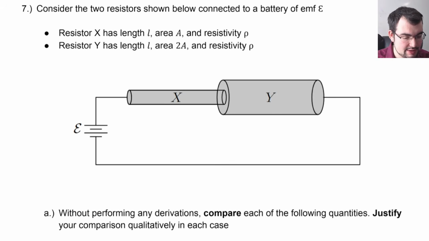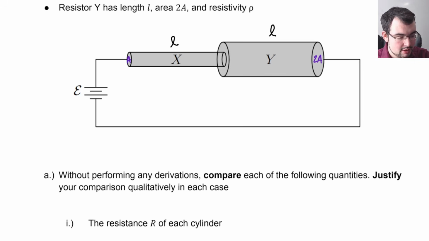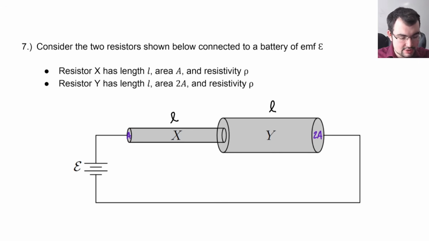All right, consider the two resistors shown below that are connected to a battery of EMF script E. Both of the resistors are made of the same material and have the same length, but resistor Y has twice the area of resistor X. So we're going to do a huge comparison here. Notice this is a series circuit, so that tells us some things.